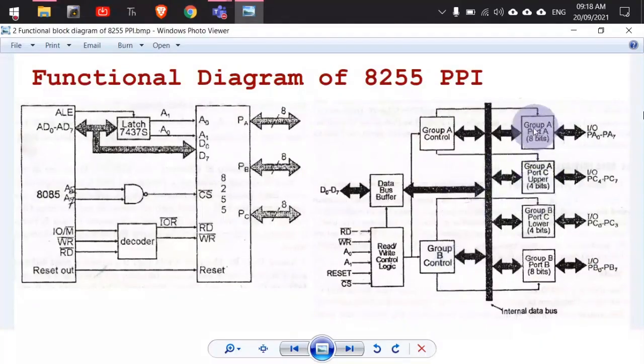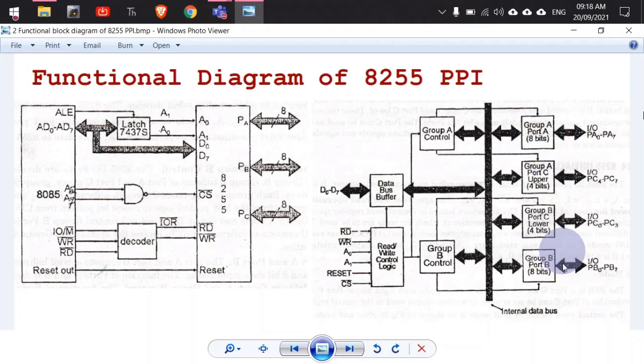So here you can see that this group A is there, which is of 8 bits again, and PA0 to PA7 is written there. Then group B is also there. So it has got PB0 to PB7. Port C is coupled in this group A. So you can see that group A upper 4 bits are there together with this port A group. So this complete thing is group A. Port A and the upper portion of your port C is there. So this is your group A combinedly.